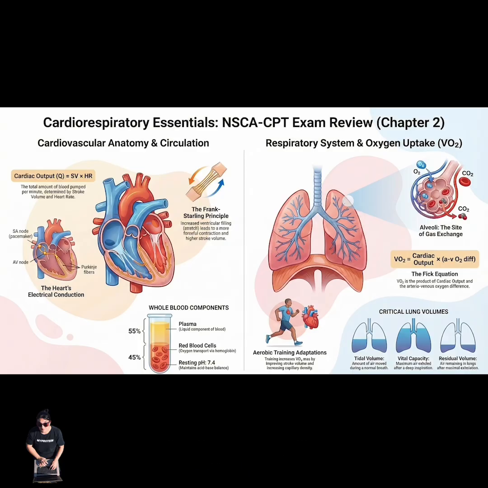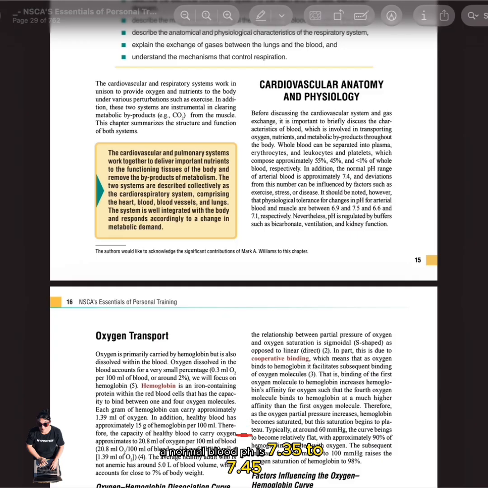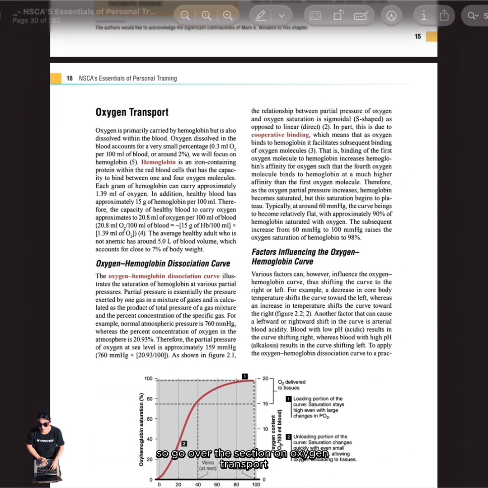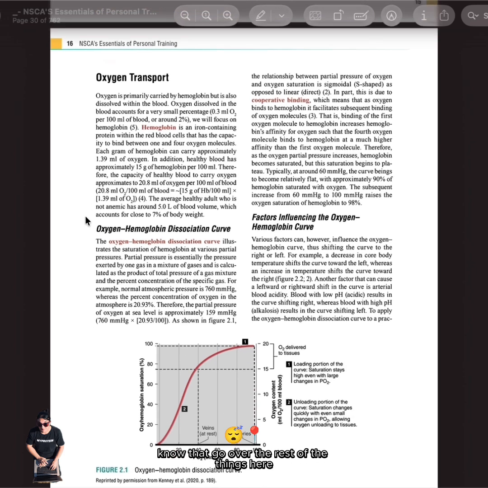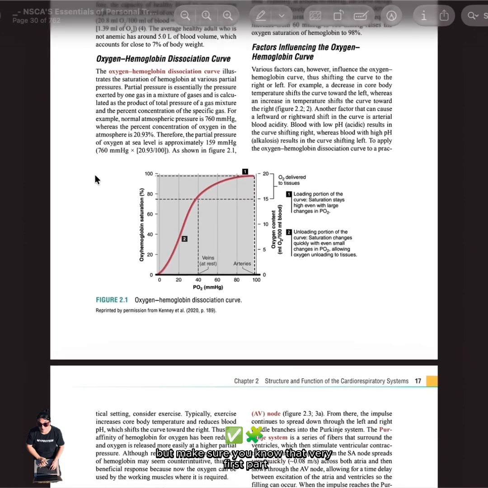Blood composition. Know that whole blood is roughly 55% plasma, 45% red cells, also called erythrocytes, and less than 1% white cells. The resting pH is 7.4, a normal blood pH is 7.35 to 7.45, and deviations are dangerous. Oxygen is carried by hemoglobin, an iron-containing protein, in the red cells. So, go over this section on oxygen transport, but important, know that hemoglobin will carry the oxygen that binds to the red cells. Know that. Go over the rest of the things here, but make sure you know that very first part.